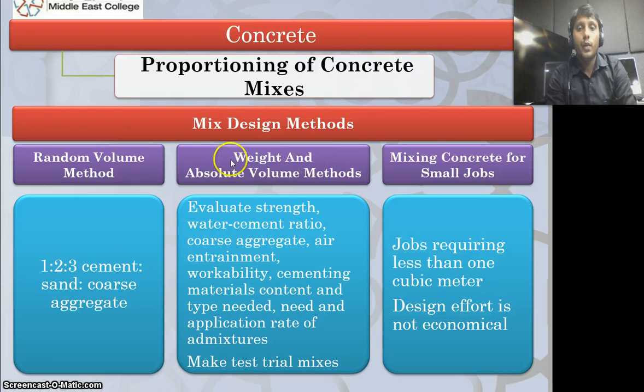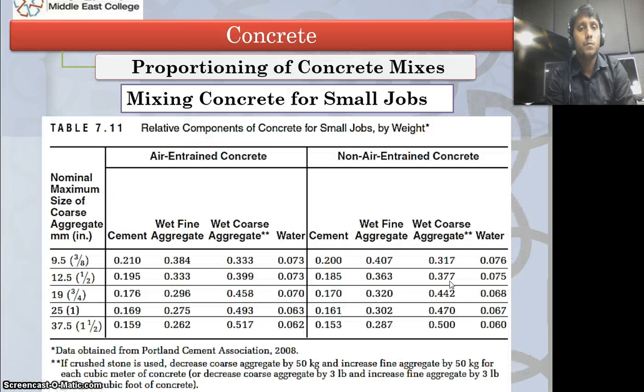Next, coming to weight and absolute volume methods. What are these? To evaluate strength, water cement ratio, coarse aggregate, air entrainment, workability. All this comes under weight and absolute volume methods. Another one, jobs requiring less than 1 cubic meter, where design effort is non-economical. So mixing concrete for small jobs. For small jobs, generally we can prefer hand mixing or machine mixing, when the usage of concrete is less than 1 cubic meter.